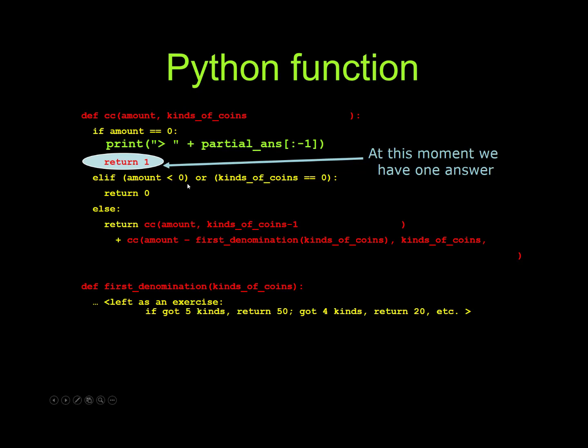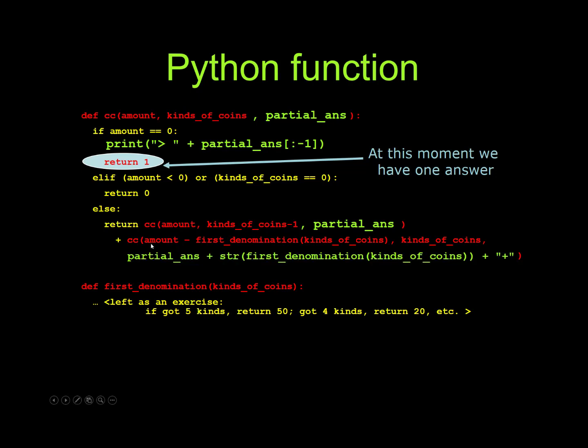Else if amount less than 0 or the kind of coins you have is 0, then you return 0. Otherwise, here is the recursion. Return, this is to exclude one kind of coin. This is to include that kind of coin but subtract away the amount. And maintain, you still have the same number of kind of coins. Alright, so we need to amend the function with the partial answer here. And when we call this, we also have the partial answer. And this partial answer and this partial answer are the same because there's no new solution found here. So this remains the same.